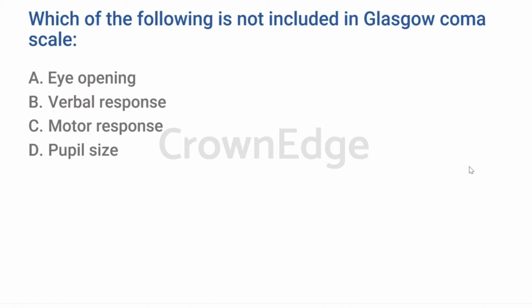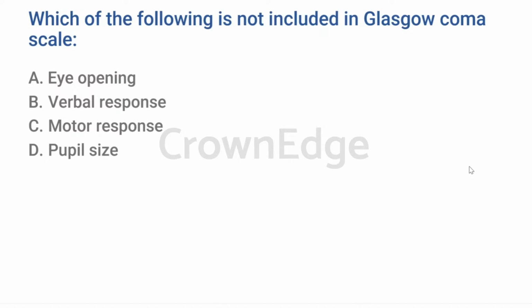Okay, so let's just start with the first question. Which of the following is not included in Glasgow coma scale? I'll read out the answers. Please be more interactive and give me the answers and what you think is the guess and why. You can put it up in the comment section. So let's go through the options. A is eye opening, B verbal response, C motor response, and D pupillary size.